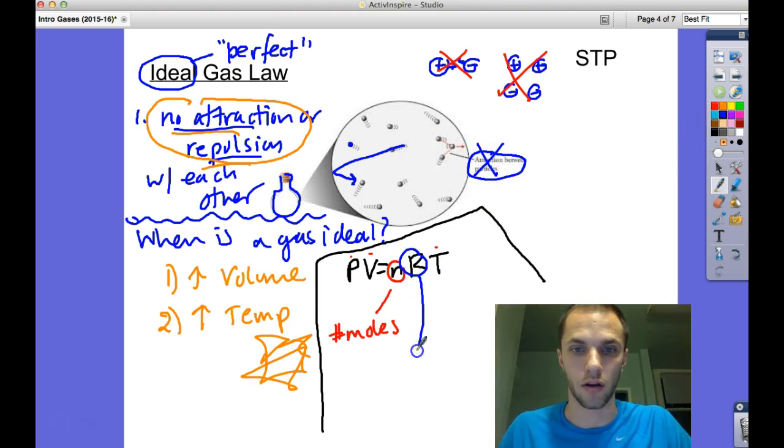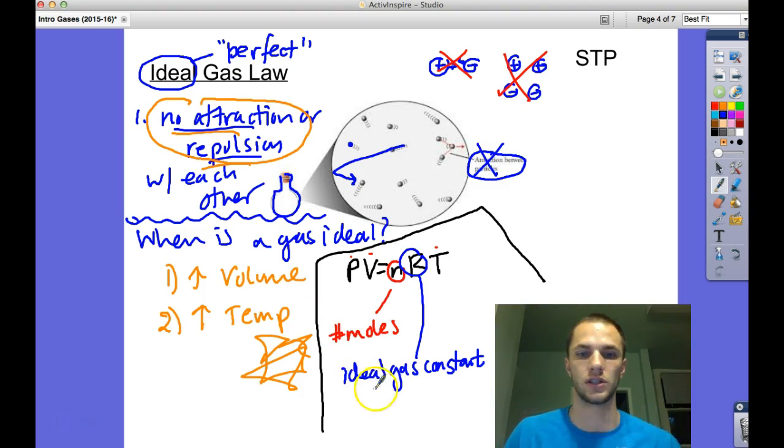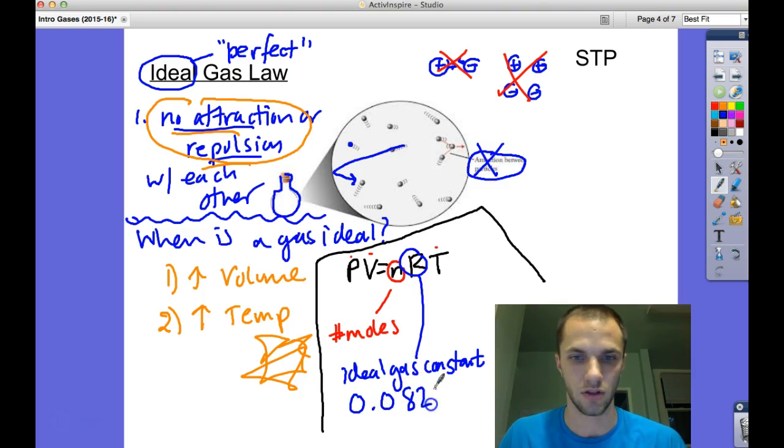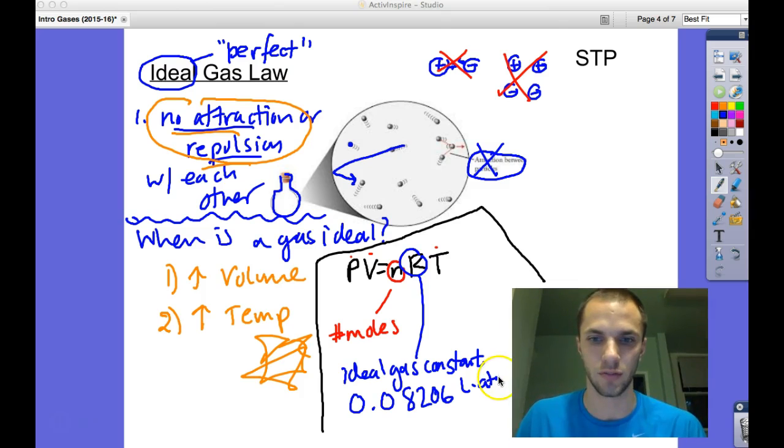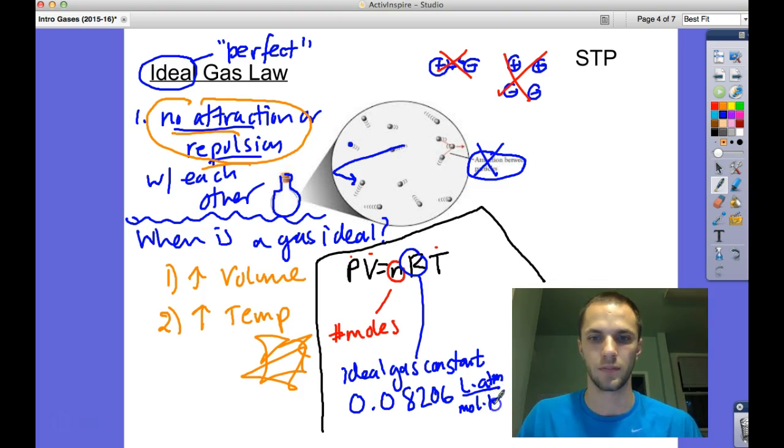Also, R. This is something that's called the ideal gas constant. It's going to be on your AP equation sheet, but you might want to just start committing it to memory. It has a number. It's 0.08206, and the units are super important. Liters, atmospheres, it's a little weird. Atmospheres per mole times Kelvin.